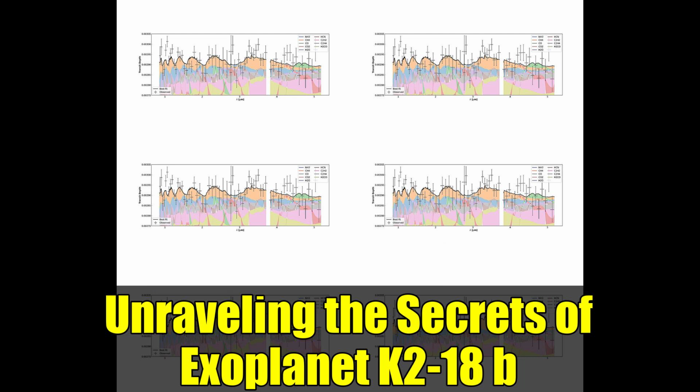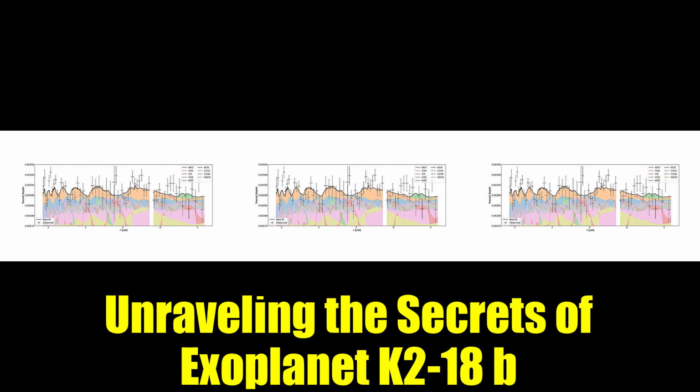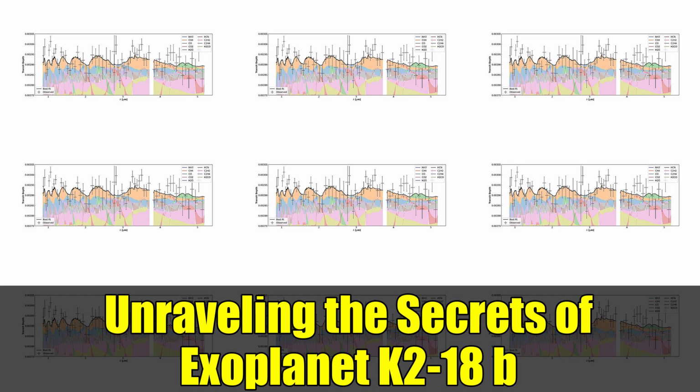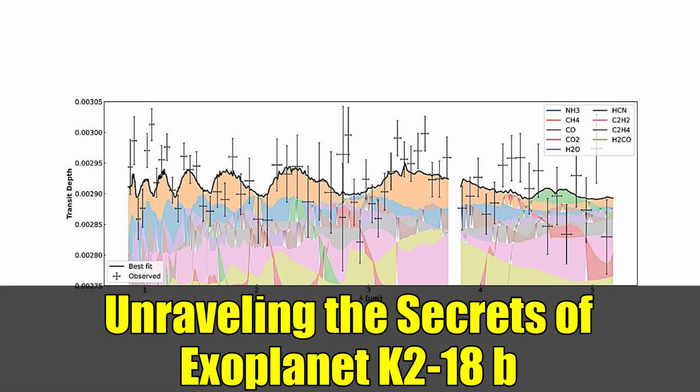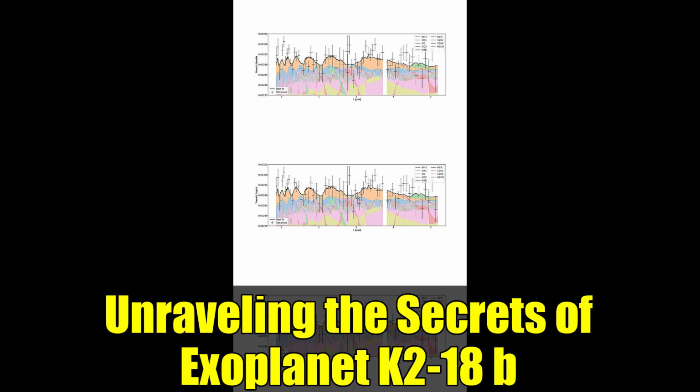By generating spectra from a three-dimensional grid of models, we compared these with observational data to refine our understanding of the planet's atmospheric characteristics. To capture the primary chemical trends, we employed a fixed pressure-temperature profile while also acknowledging the inherent uncertainties in our approach.